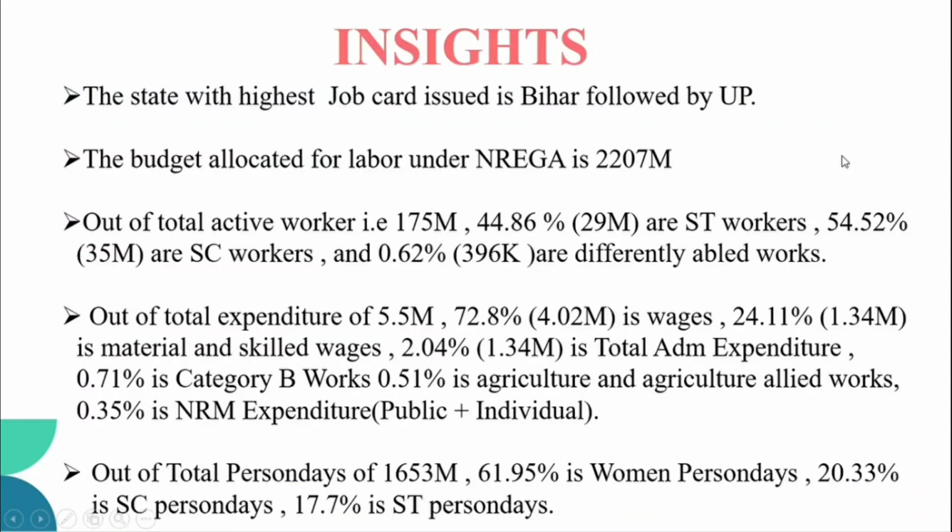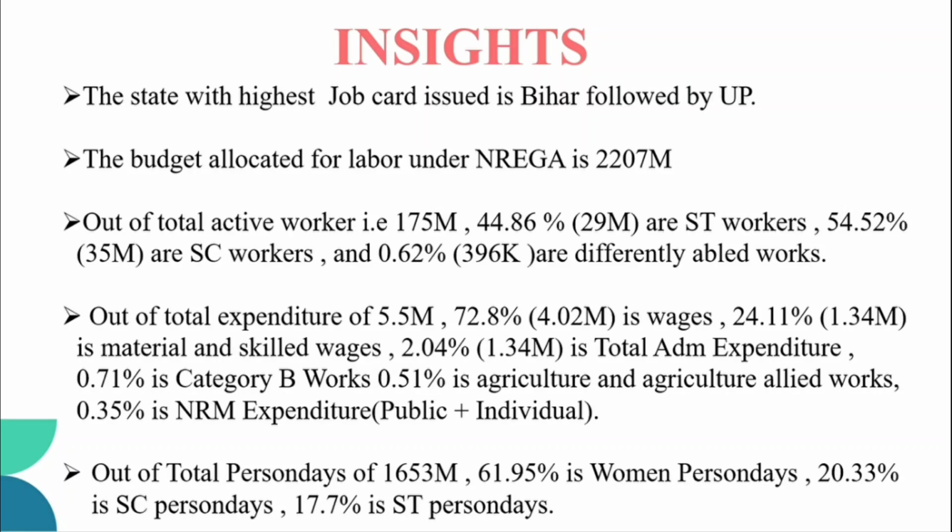Insights. The state with the highest job cards issued is Bihar, followed by UP. The budget allocated for the labor under NREGA is 2207 million. Out of total active workers, that is 175 million, 44.86%, that is 29 million, are ST workers, 54.52%, that is 35 million, are SC workers, and 0.62%, that is 396k, are differently abled workers.